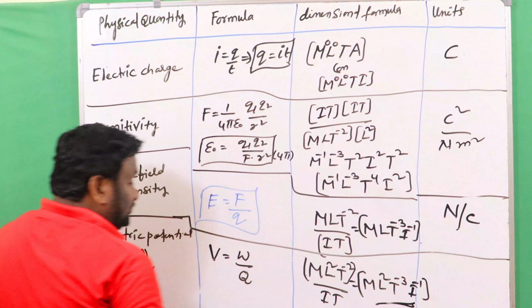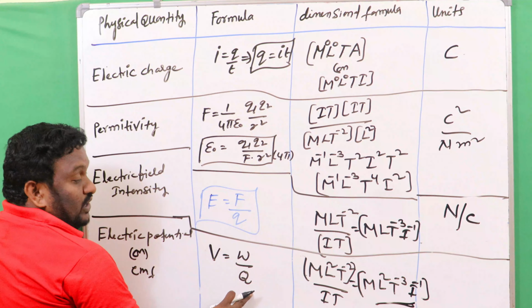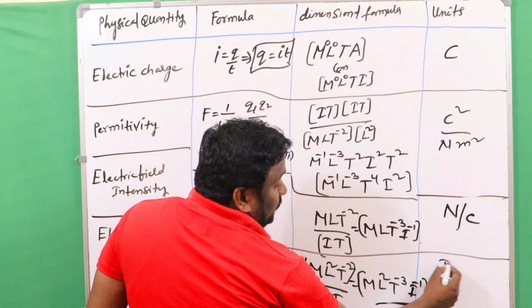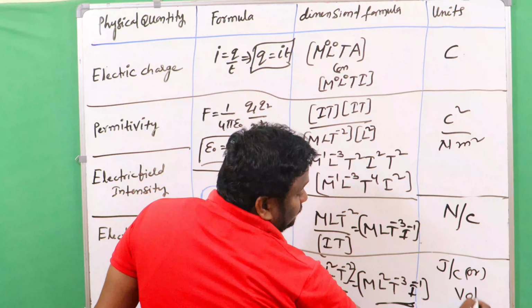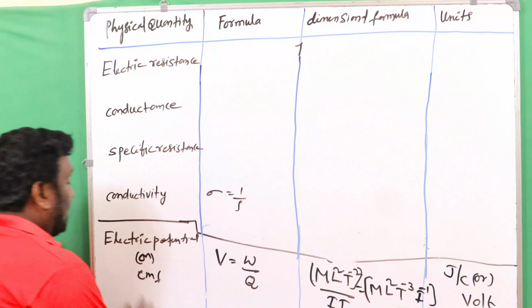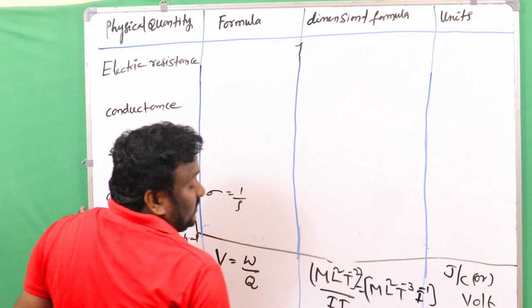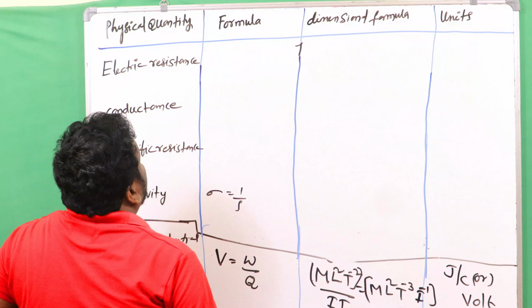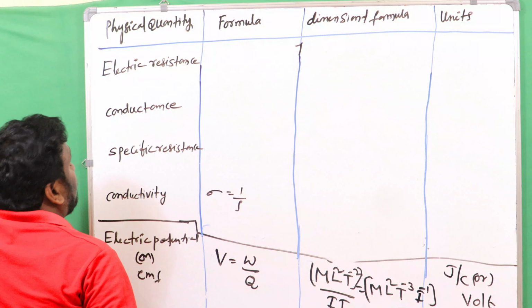And now what is the unit? W by Q. W means work done. That's why we can write joule per coulomb. It is also called volt. Clear? What is the electric potential dimensional formula? M L square T inverse 3 I inverse 1. By using that we can write some other dimensional formulas. Look here.